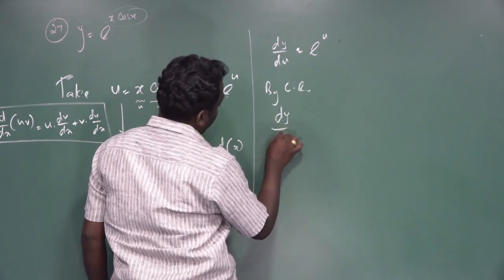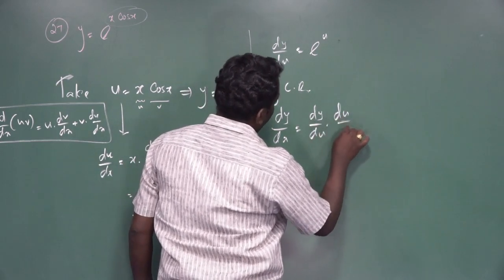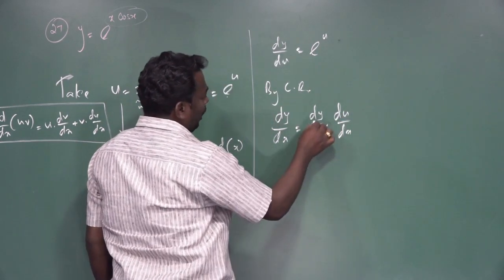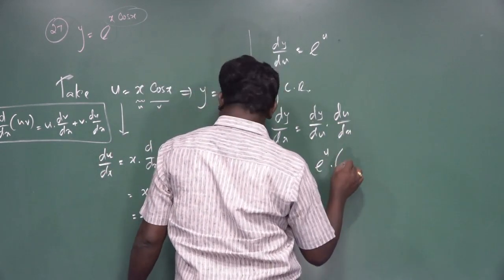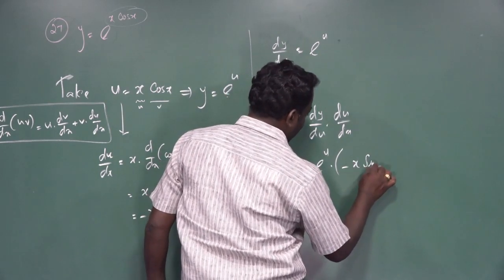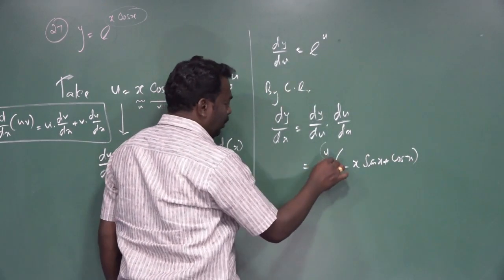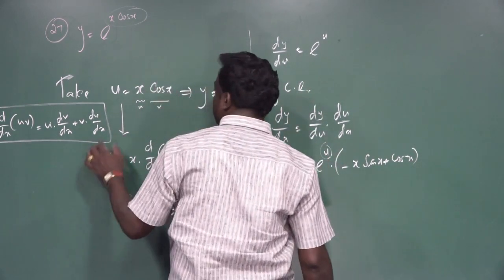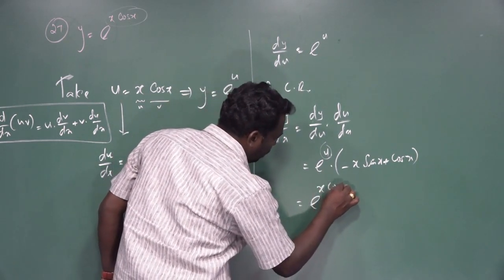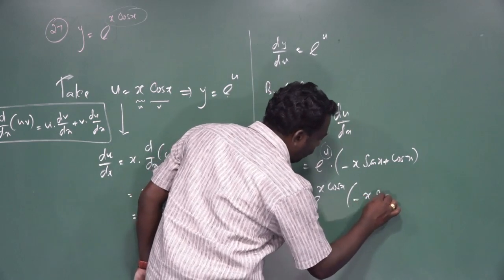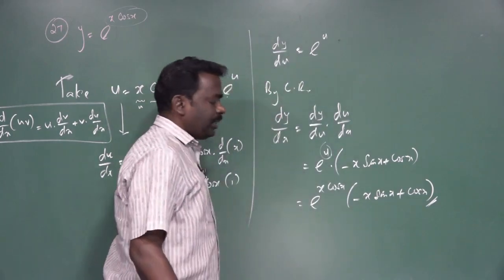dy by dx is equal to dy by du into du by dx, that is equal to e power u into du by dx, that is equal to minus x sin x plus cos x as the derivative. Now just substitute the value of u, which is x cos x. That is equal to e power x cos x into minus x sin x plus cos x, and that is the final simplification.